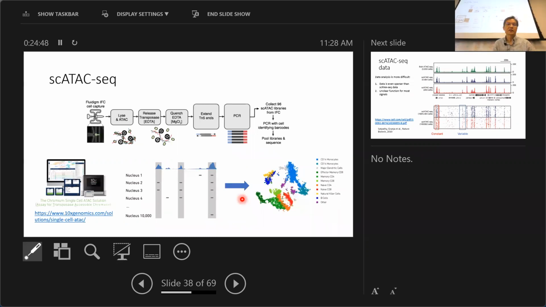So ATAC-seq is applied to the extracted nuclei. So in this case, they are not cells, they are nuclei.